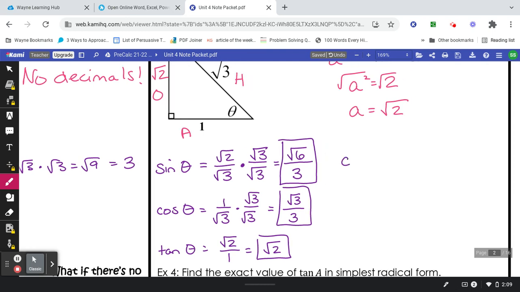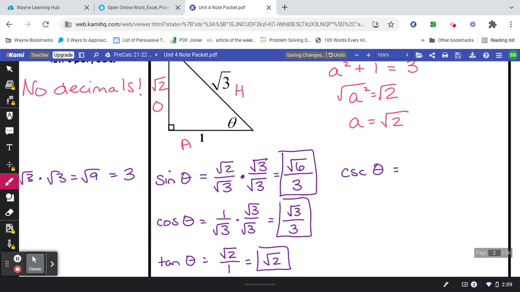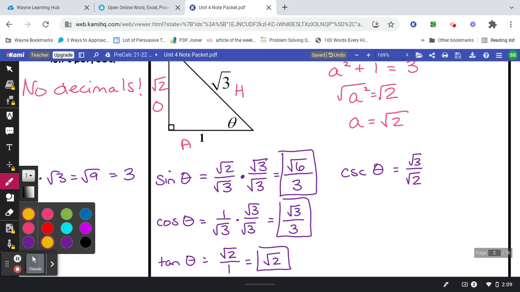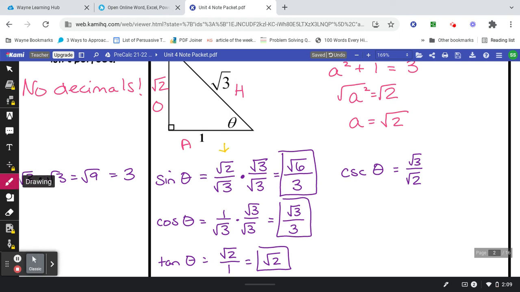Okay, for the next 3, I have cosecant, which is H over O, radical 3 over radical 2. Or remember, you could flip the sine. When you flip sine, you're going to want to make sure that you flip this one, not the final answer. Always flip the original. All right, we'll multiply this one by radical 2 over radical 2, which gets us radical 6. And then notice radical 2 times radical 2 is radical 4, square root 4. And that gives us a regular 2.